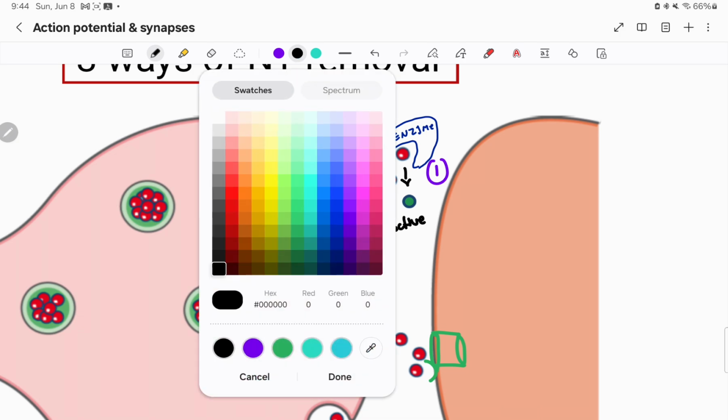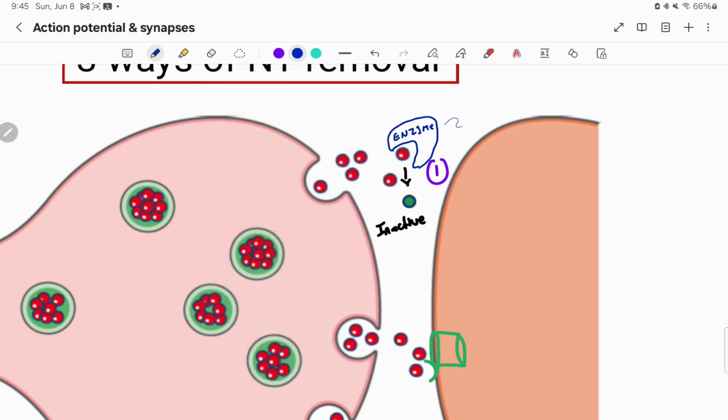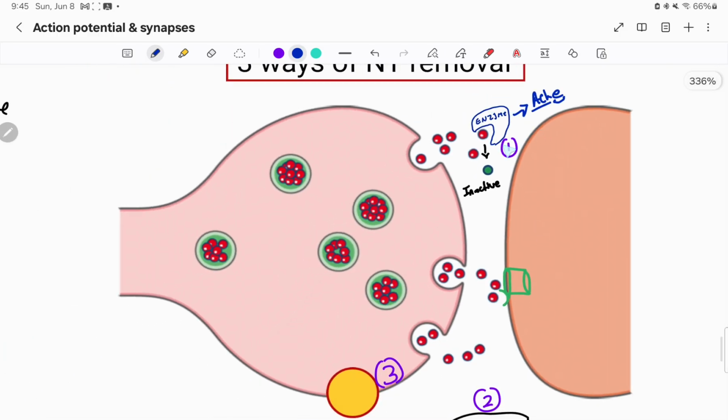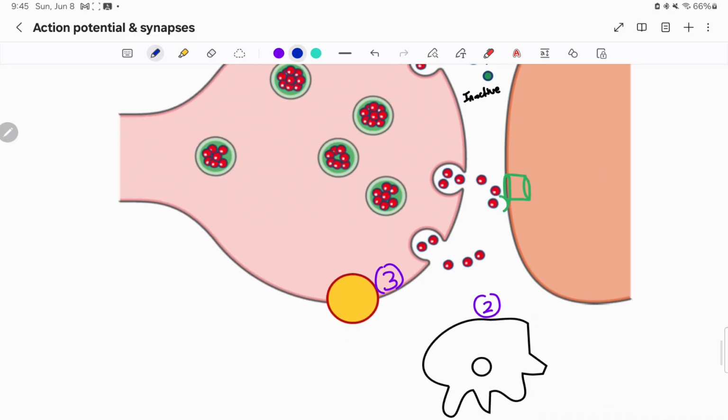An example of this is an enzyme that loves to degrade acetylcholine. It's called acetylcholinesterase, right? So acetylcholinesterase. That's the enzyme that resides in a lot of synaptic clefts that have acetylcholine involved.